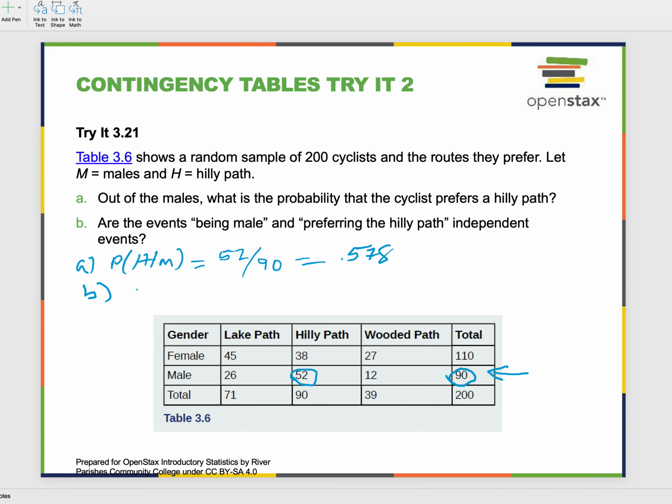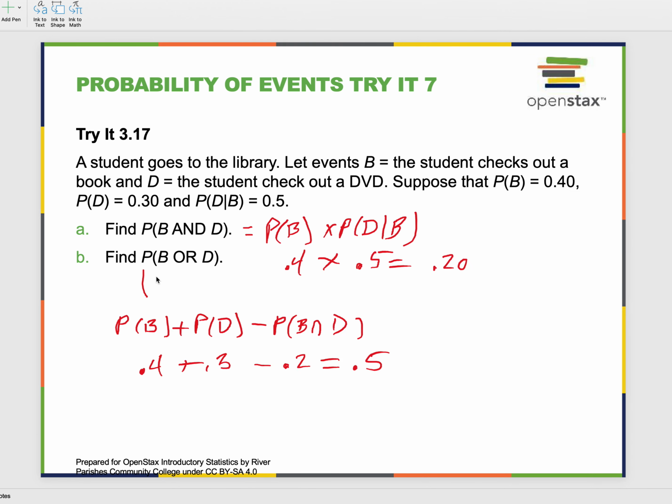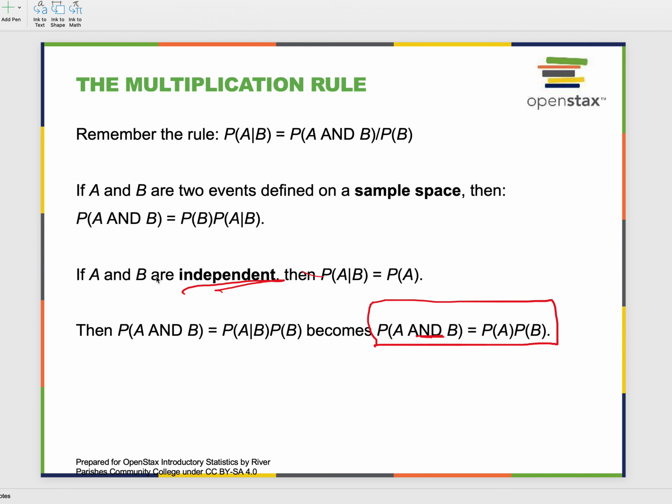And then what's the next one? Are the events being male and preferring the hilly path independent? What does independent mean again? There's no intersection? Or is that mutually exclusive? Are they independent? Let's go back and look at our definition of independence. If A and B are independent, the probability of A given B equals A.